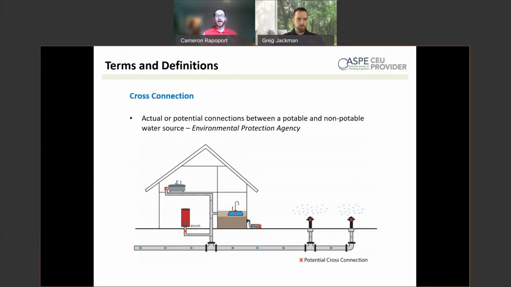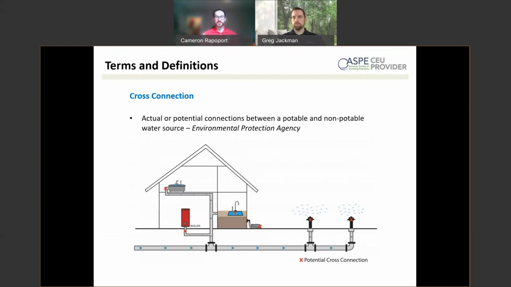So I'm going to do a little terms and definitions, some basics of backflow at the beginning. This is for anybody who's not super familiar with backflow prevention or backflow preventers. I'm going to keep it pretty quick. For those of you who are more experienced, this should just be a refresher. So just bear with me for a few minutes. So let's define some terms.